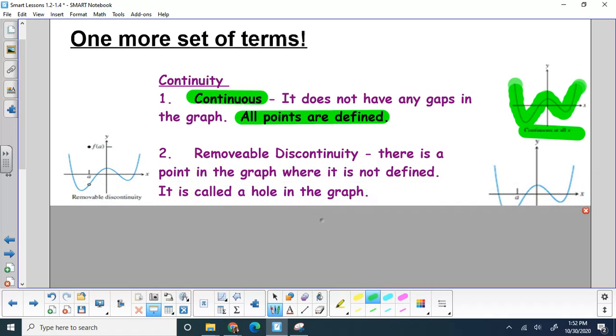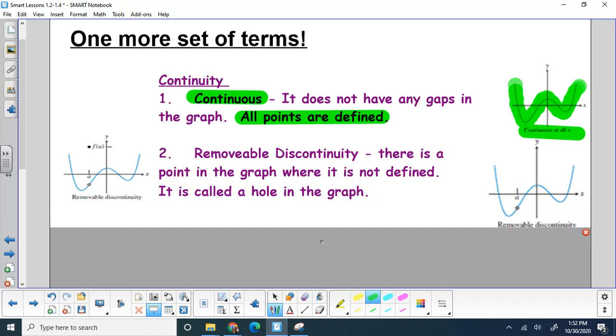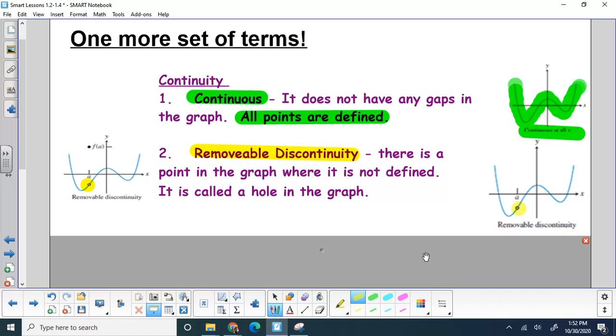All right, the second type of continuity that we can end up having is what we call a removable discontinuity. A removable discontinuity is a scenario where we have one single spot that does not fill in. So there is a point in the graph where it is not defined. It is called a hole.